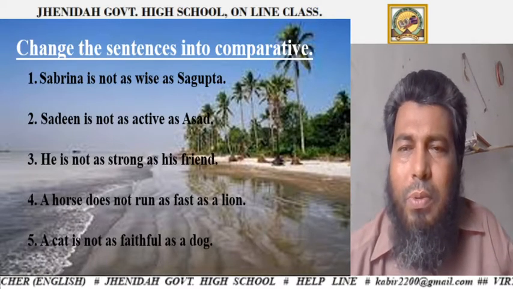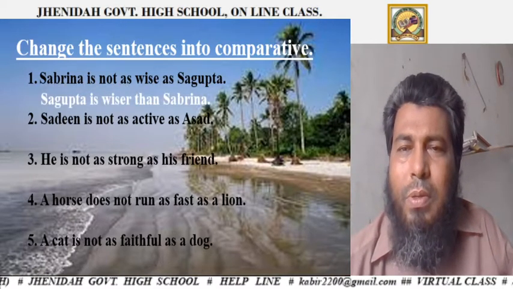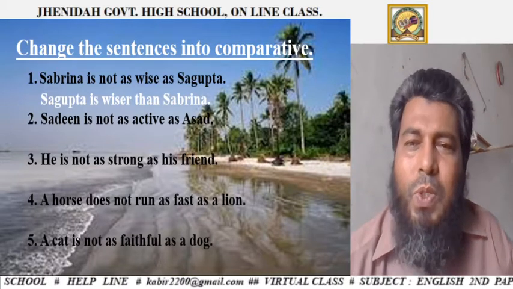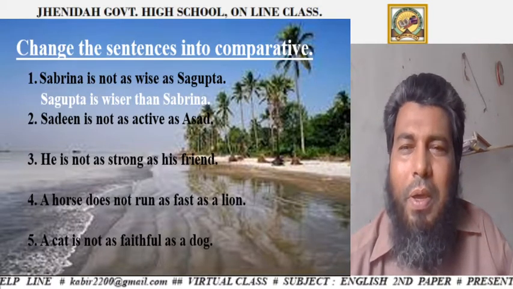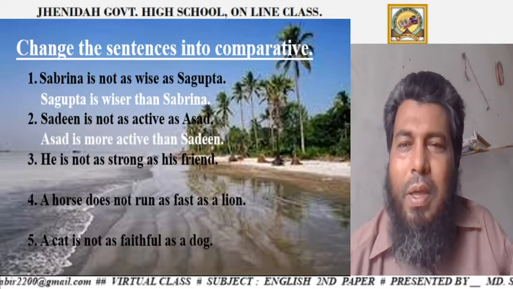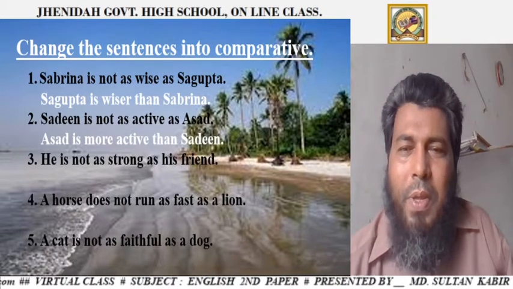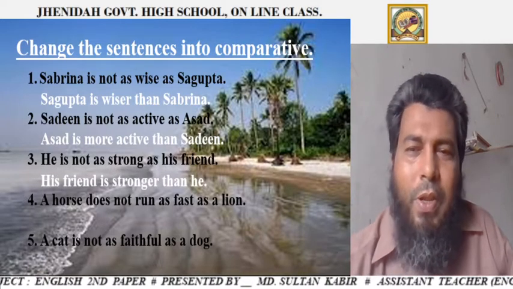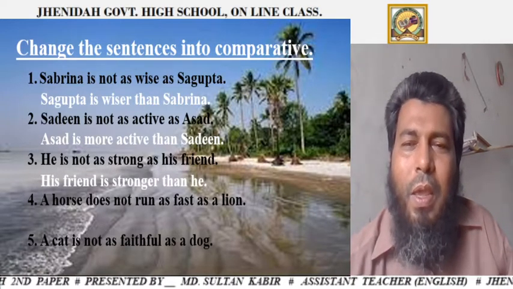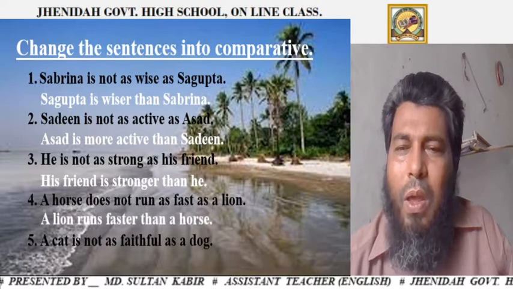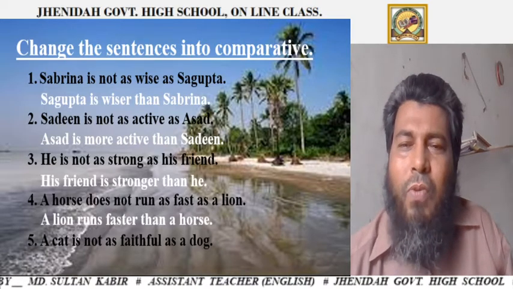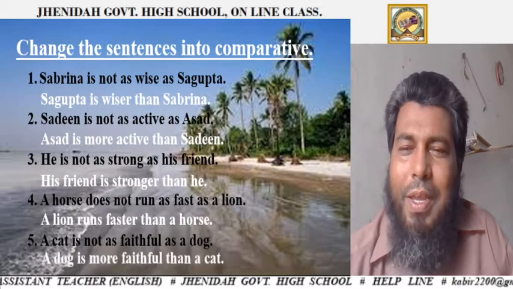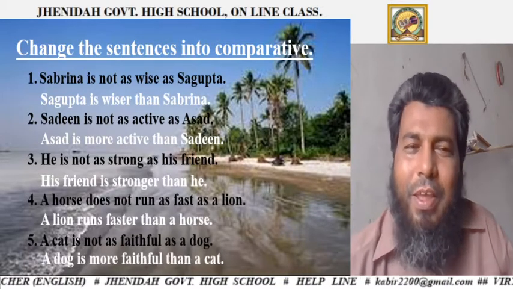Learners, now look at the answers of the sentences. Sagupta is wiser than Sabrina. Asad is more active than Shadhin. His friend is stronger than he. A lion runs faster than a horse. A dog is more faithful than a cat.